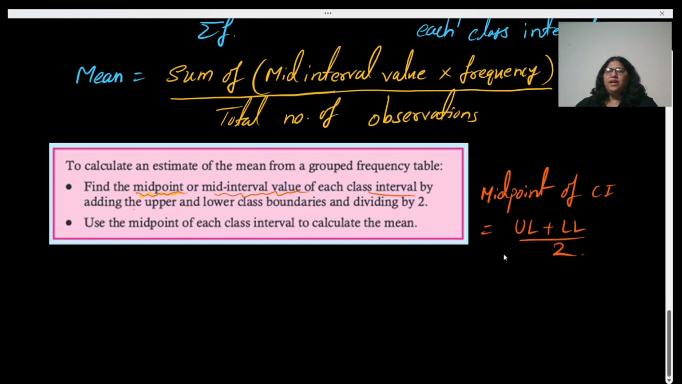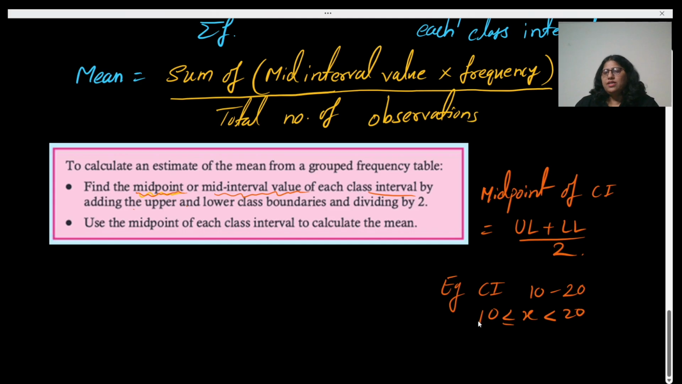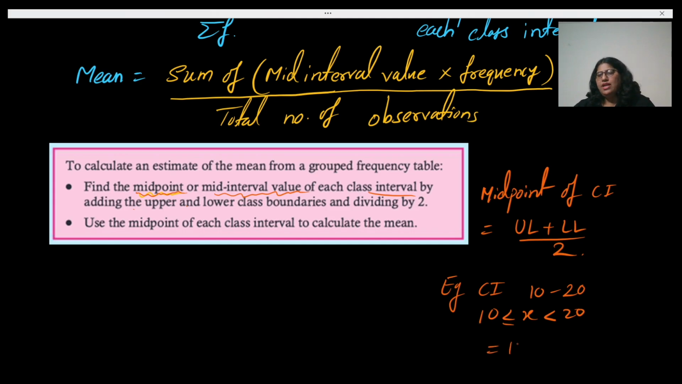That means, for example, if the class interval is 10 to 20, or sometimes it will be written in the upper and lower bound form, you know that the lower limit is 10 and the upper limit is 20. So 10 plus 20 by 2, which is 15. You can see that 15 falls exactly in the middle of 10 and 20. Then you multiply by the frequency, and take all the respective intervals in the similar way to calculate the mean using this formula.